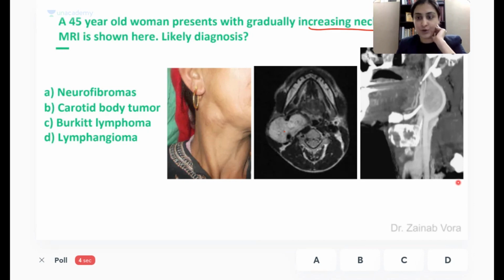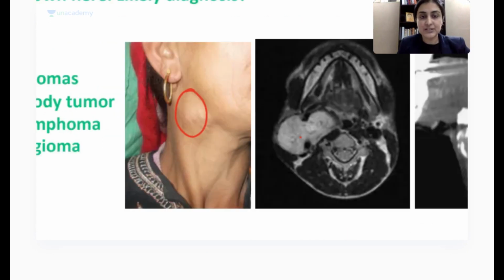Wonderful. Yes. So all of you are talking about lyre sign. Wonderful. So you all know about lyre sign. That's great. So what do we see in this old lady? She has a neck mass here. What do we see on the MRI, guys? What do we see on MRI?